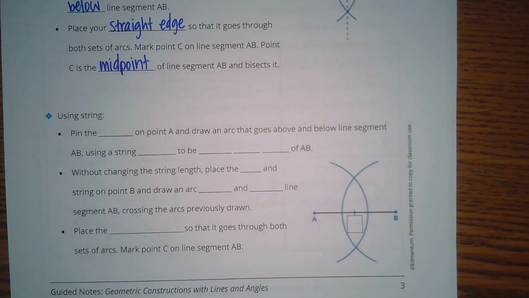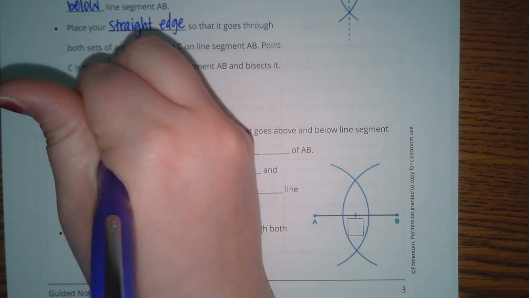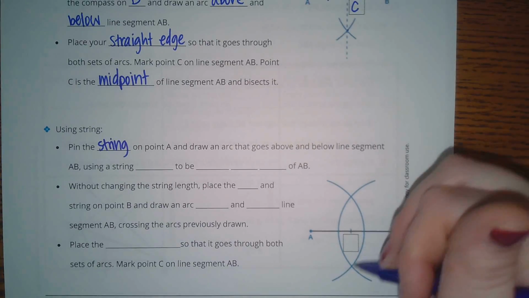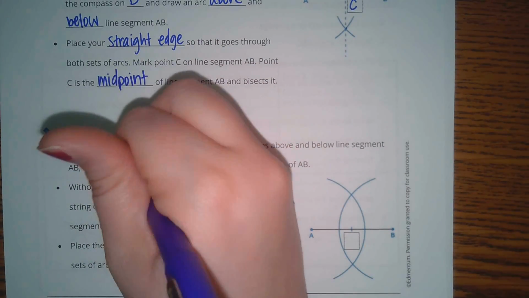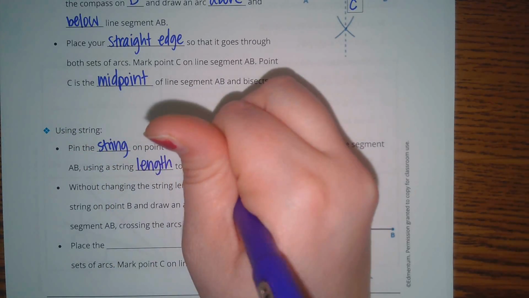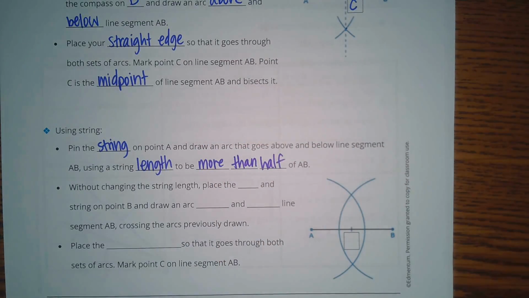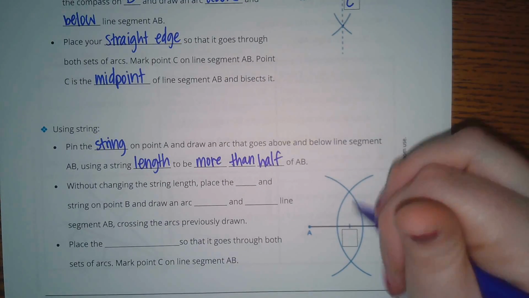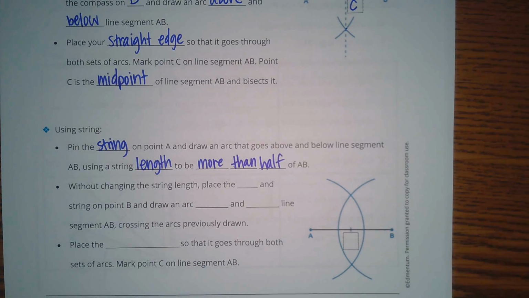Now we can also do this using string. It's quite similar. We're going to pin the string on our point A, and we draw one big arc that goes above and below my line segment. Now using a string length to be more than half of AB. Same thing, it has to be more than half because if it falls short of that line, they're not going to ever touch. So it has to be more than half, somewhere between this point and this point.